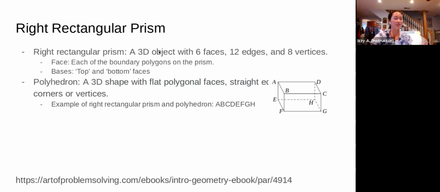So I just put 3D there because three-dimensional is longer to type, and abbreviations are kind of efficient and easier to use. So anyways, a right rectangular prism is a 3D object with 6 faces, 12 edges, and 8 vertices. A face is each of the boundary polygons on the prism, and bases are top and bottom faces.